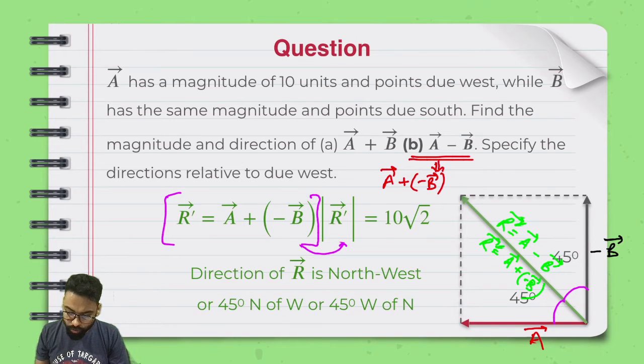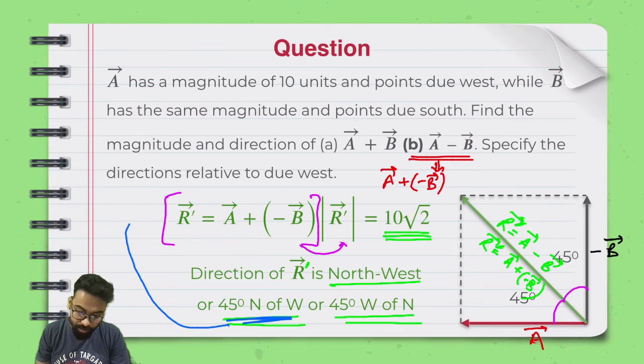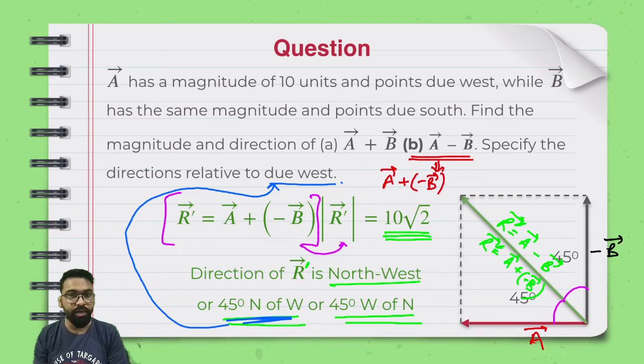So this again is going to be the same, 10 root 2. Magnitude would remain the same, but the direction would be different. You can call it either, this r dash is towards northwest, or you can say 45 degree north of west or 45 degree west of north. This is going to be our answer to be marked because we had to mark relative due west. I hope this question with respect to parallelogram law was clear to you.